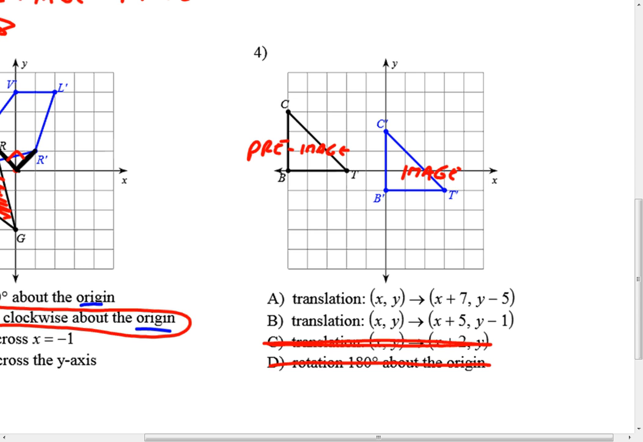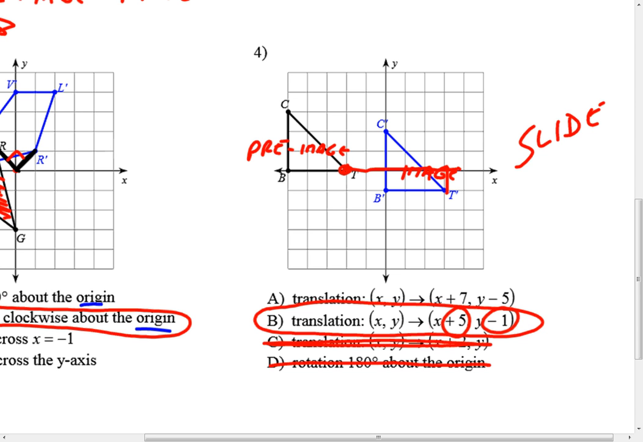Which one is the correct answer? B. Take 1 point and test it out. You're moving over 1, 2, 3, 4, 5, and then down 1. Over 5, down 1. This is another slide. Every point, since we didn't change size here, is going to be moved the same way. Pre-image, image. Next page.